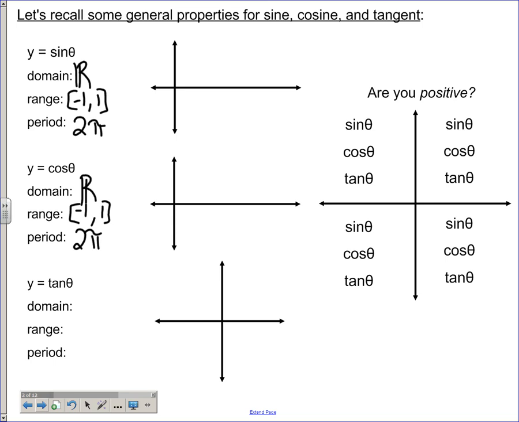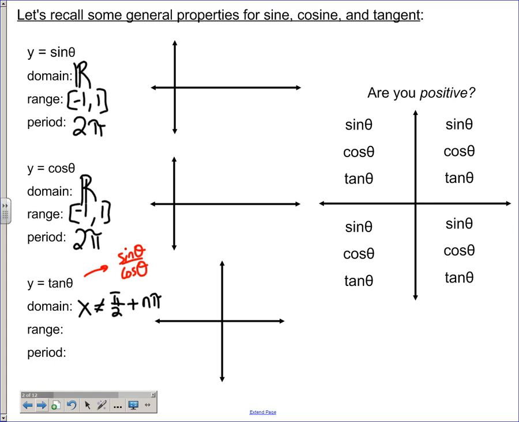Now the difference for tangent. There's certain values that we can't plug in. Tangent is sine theta over cosine theta. So we can't plug in cosine theta equal to 0, so our domain is restricted to x cannot be pi over 2 plus n pi. So we can't have any odd multiple of pi over 2: pi over 2, 3 pi over 2, 5 pi over 2, etc.